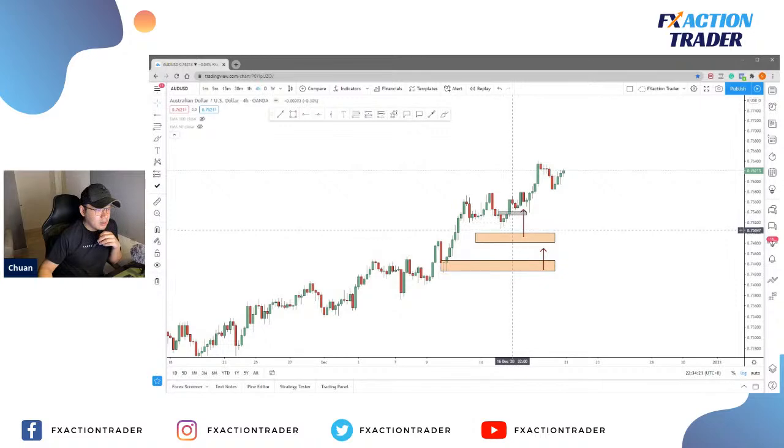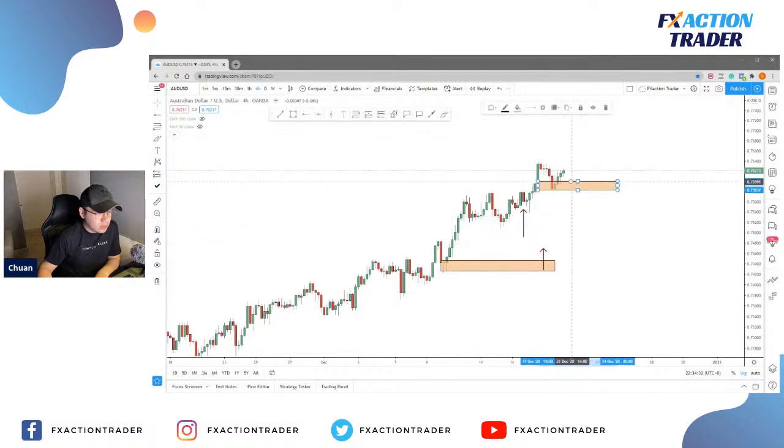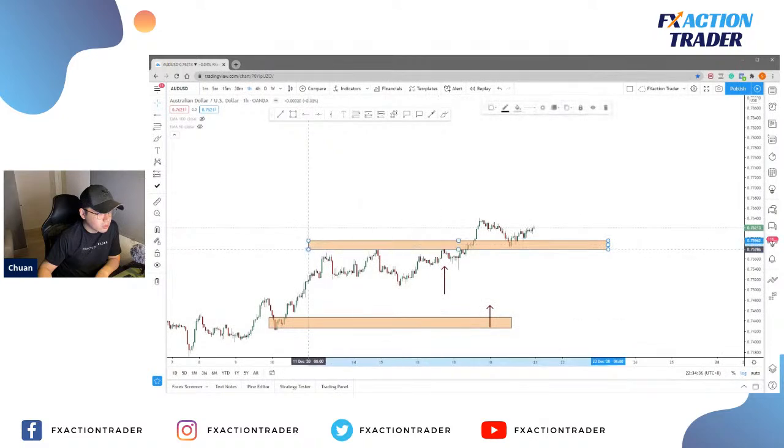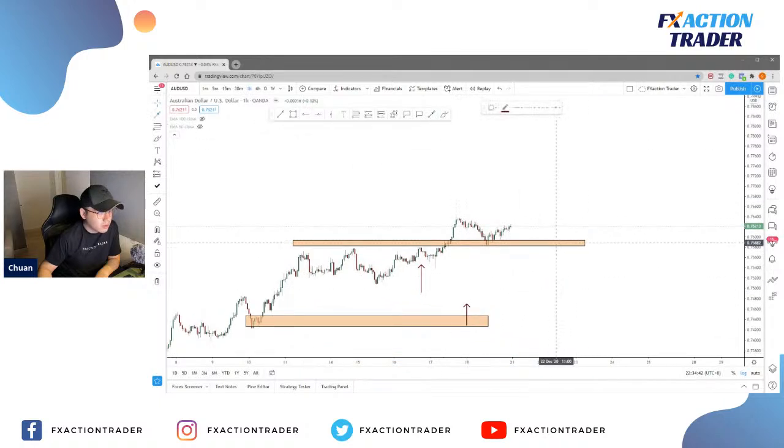But market did not pull back to here, and market just continued to break previous high. And this week, the same thing. We are still looking for a buy trade. If we go to Aussie dollar, we go to H1, we are still looking for a buy trade for Aussie dollar.